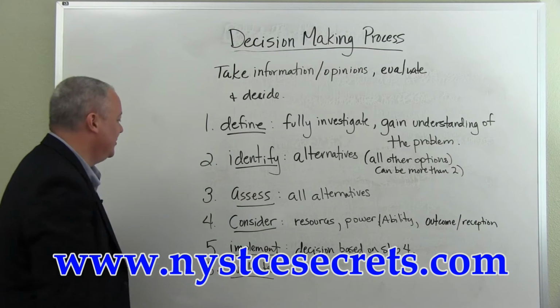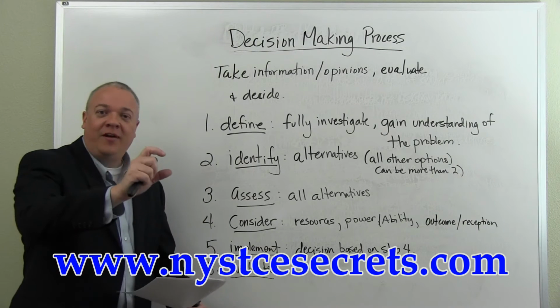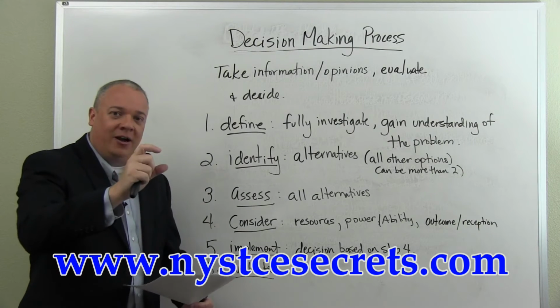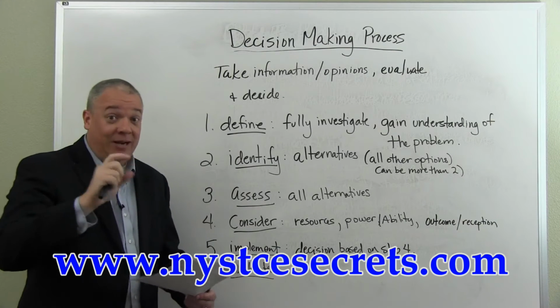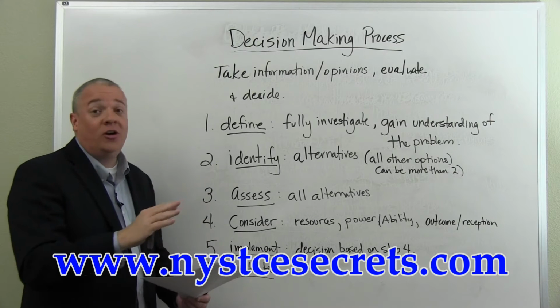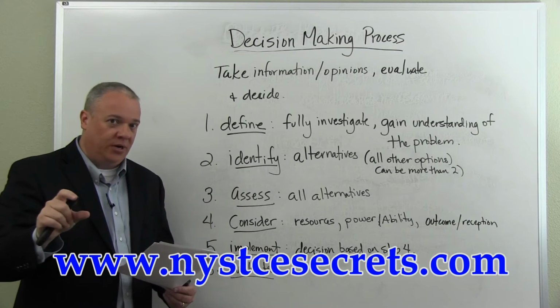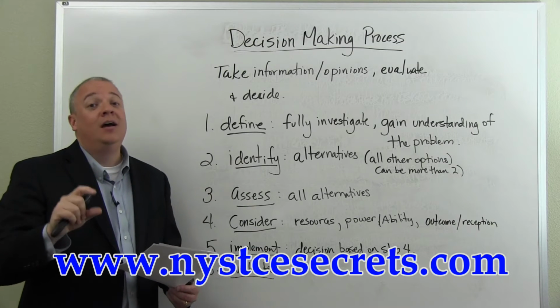Find all the alternatives. Three, assess all those alternatives. So now we've identified our problem, we've identified our issue, we've listed, we haven't evaluated yet, we've just listed every last possible alternative for meeting the issue or solving the problem, and now we're going to go through the evaluation process of each and every one of those alternatives.